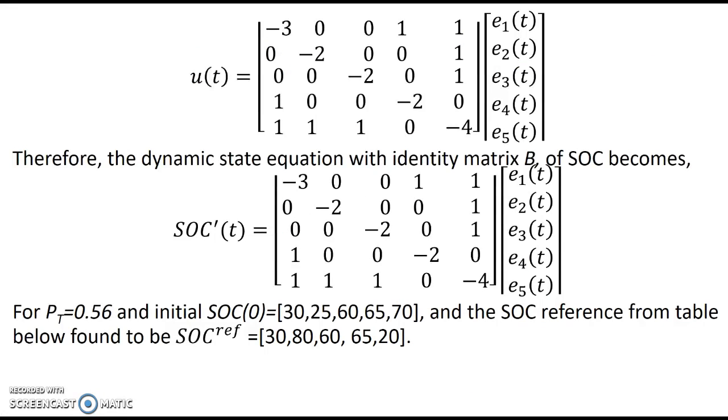So in matrix form, u(t) will be this term and this error. This is the error of the first bus, second bus, third bus, fourth bus and fifth bus. Therefore the dynamic of the state of charge can be found this way, which is the product of B and u(t). B is identity, so this will be this one. For the first case, let p(t) be equal to 0.5 with the initial state.